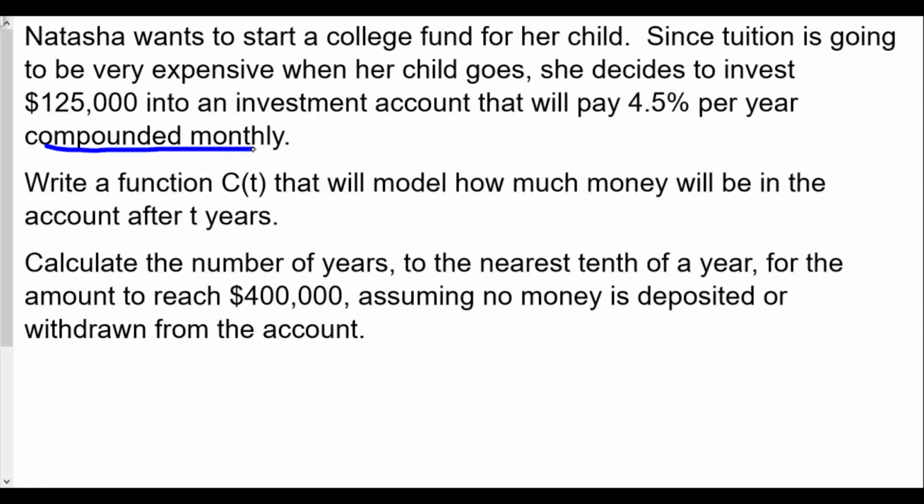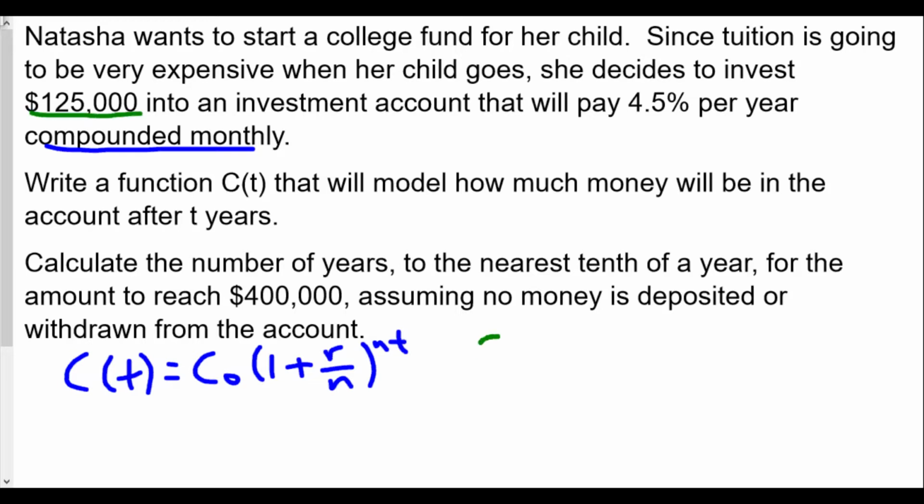The formula we're going to use looks like, in this case, C of t, although no, we use A of t, is equal to C sub 0 times 1 plus r over n, where n is the number of times we compound, raised to the nt power. By the way, A and C are interchangeable letters. C sub 0 is the initial value, and in this case our initial value is $125,000.